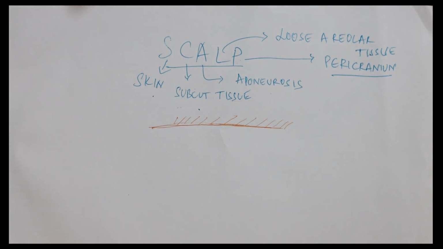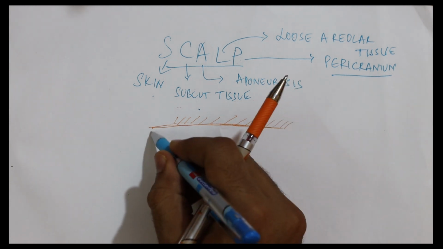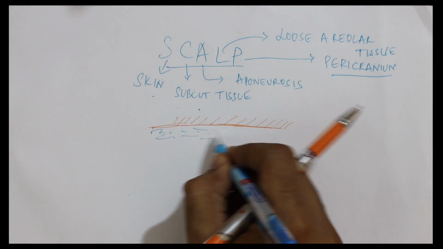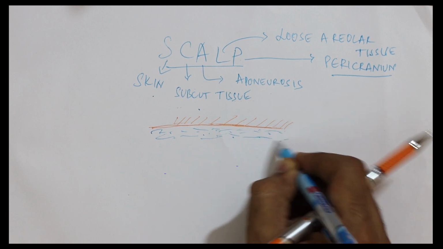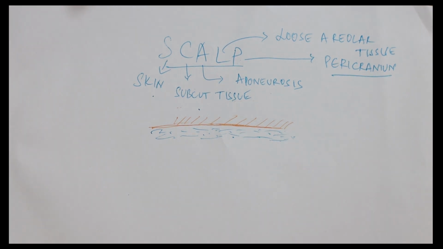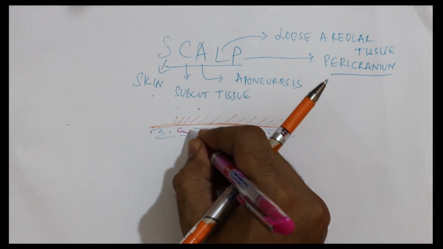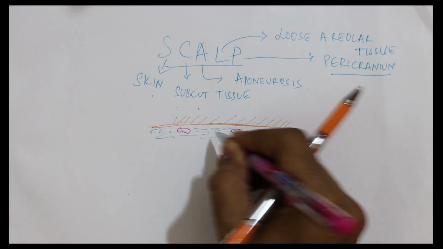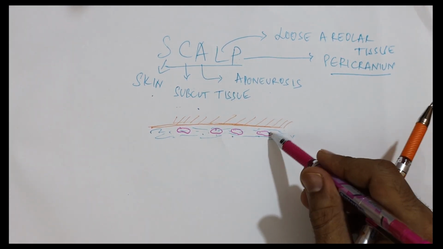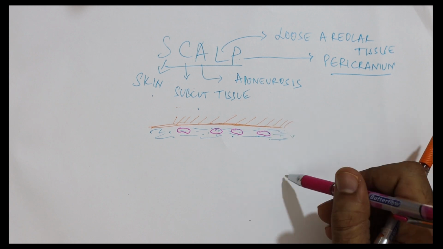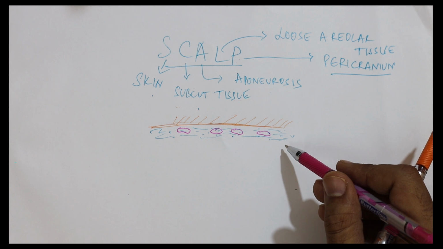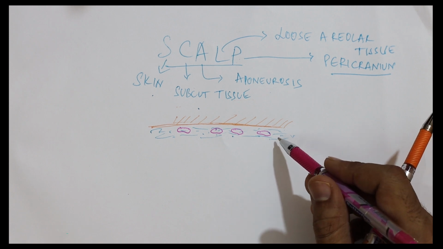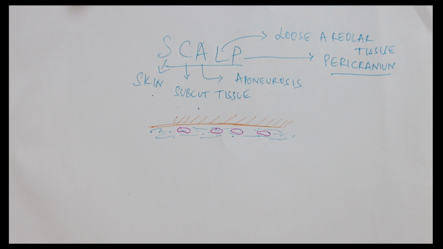This subcutaneous connective tissue is basically a connective tissue layer which contains some amount of blood vessels, and even some nerves are present here which are supplying the skin. The blood vessels are numerous here. The scalp is one of the highly vascular structures. So the third layer is basically called the aponeurotic layer.